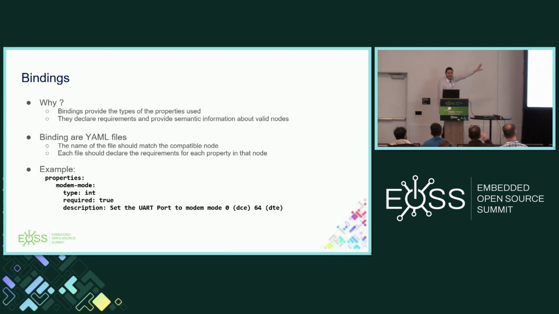So what are bindings? At the end, bindings are just some files. They help us provide the types of properties used, because you can write anything you want into Devicetree, but they don't have types. To explain what the type is, you just use a binding. These are YAML files, and they look like this. Model name is just an integer, and it is required, so it just gives a type.